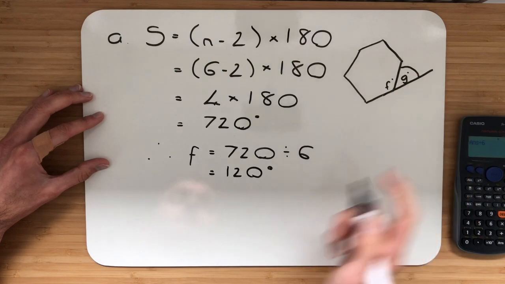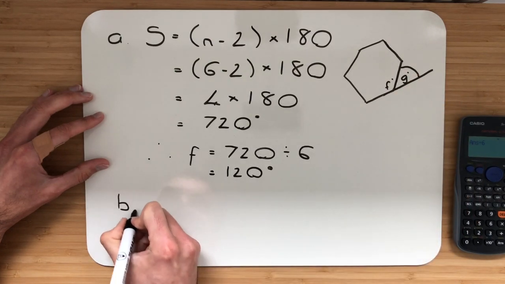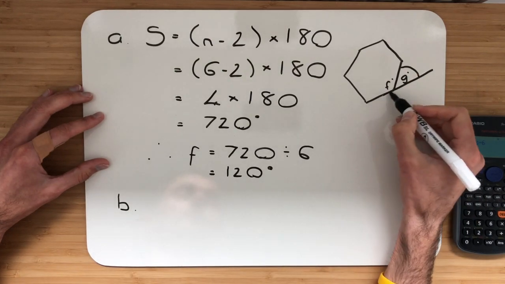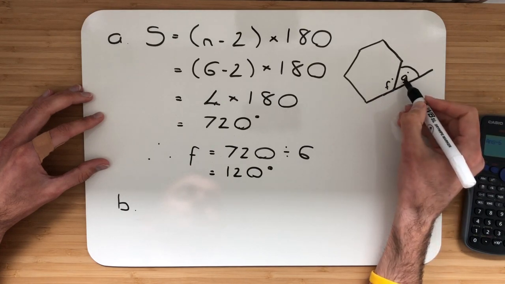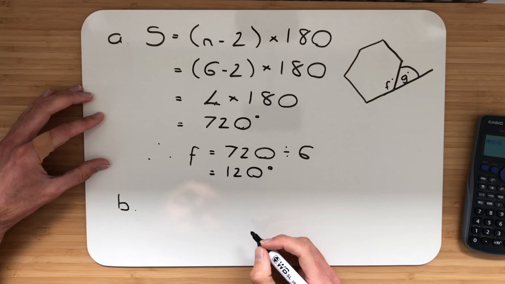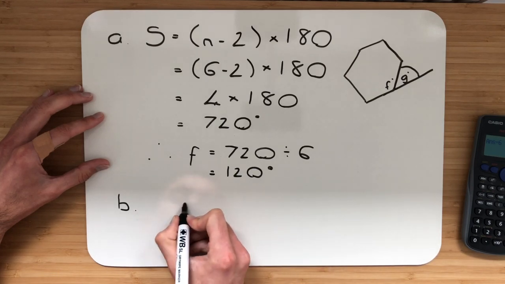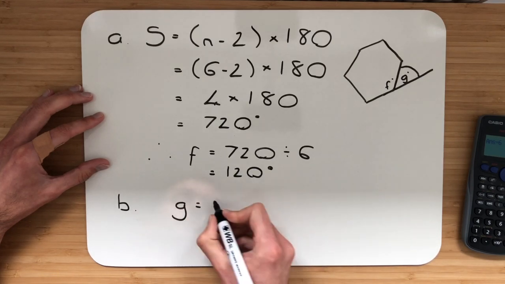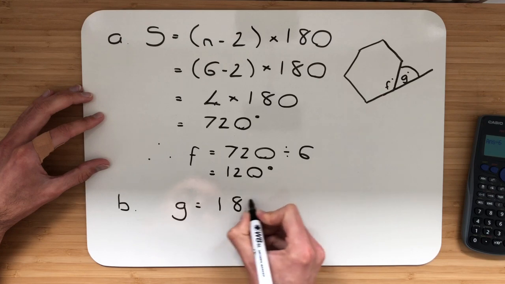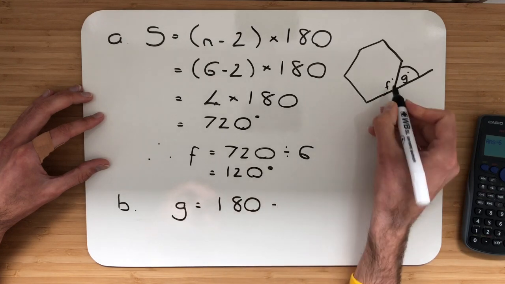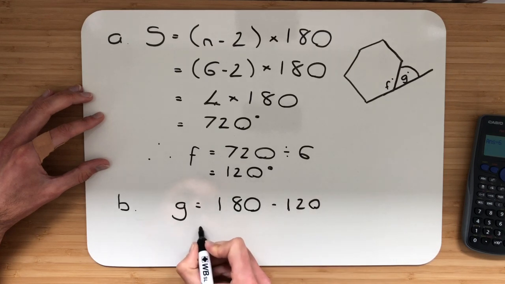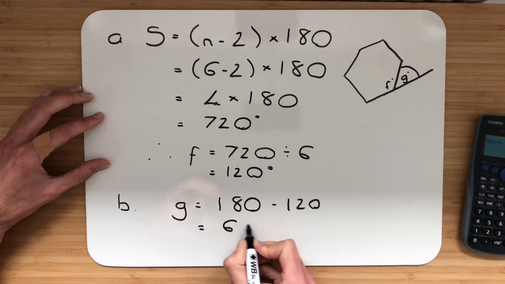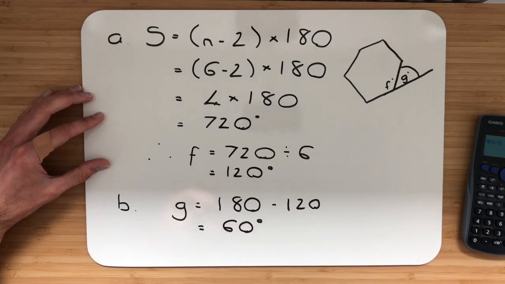I now want to get angle G, which is my exterior angle. So you'll notice here, we've got a straight line. So both angle F and angle G should add up to 180. So therefore, we want angle G. So we're going to take angles in a straight line, which is 180 degrees, and I'm going to subtract my interior angle, which is 120, to leave me a final answer of 60 degrees.